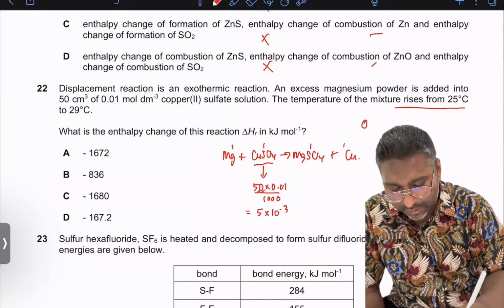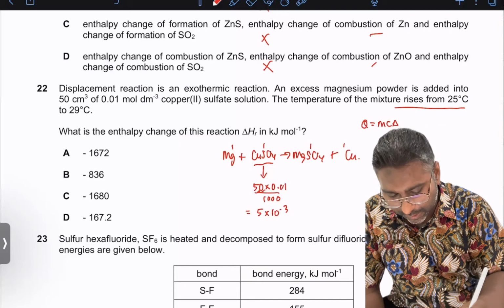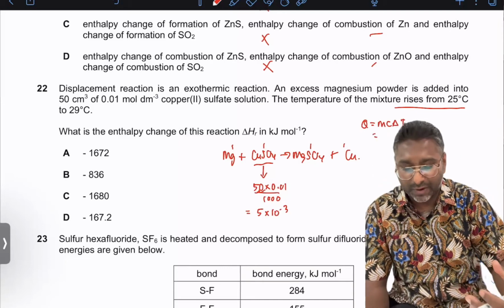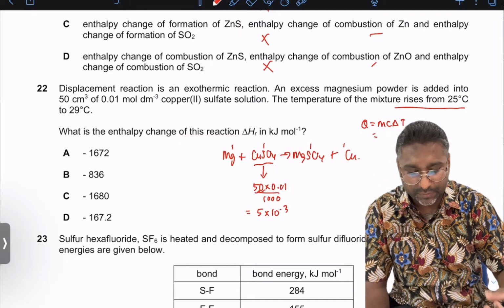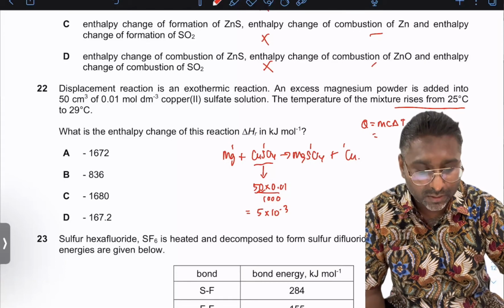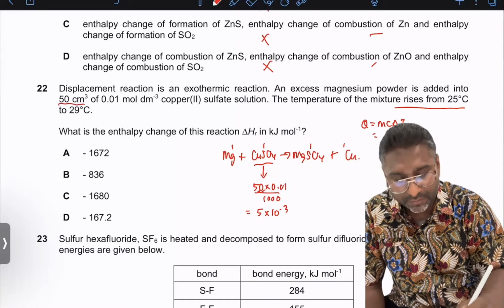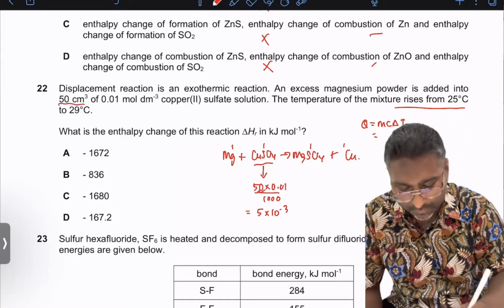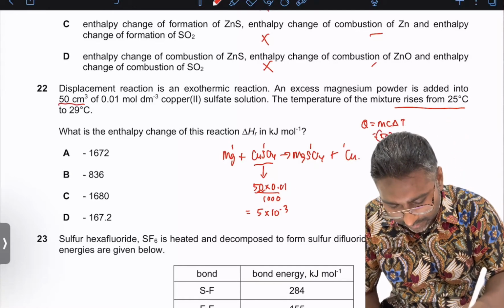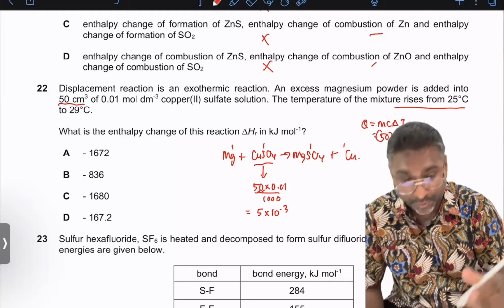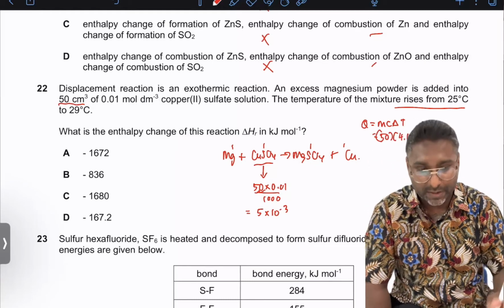So you can write Q equals mc delta T. We are going to find the increase of the temperature of the water. The mass is going to be 50 cm cube. 1 cm cube is 1 gram, so 50 gram. The C is 4.18. It's provided in the question, at the back you can see.